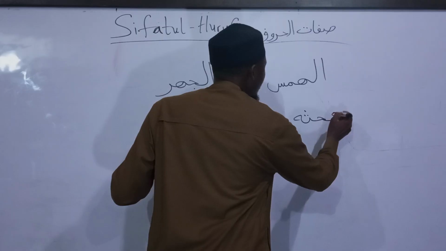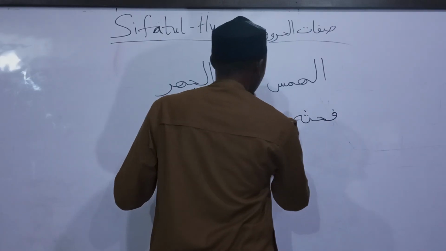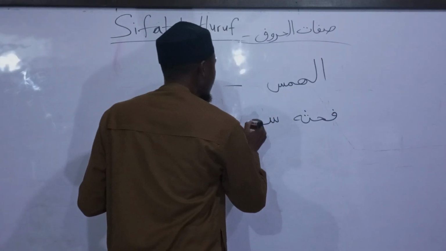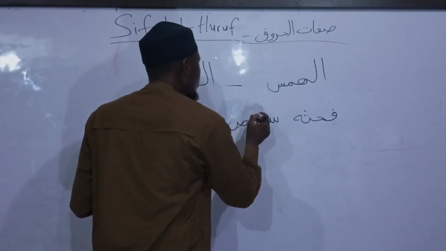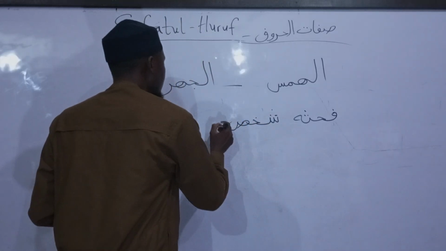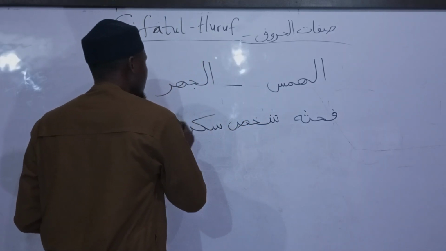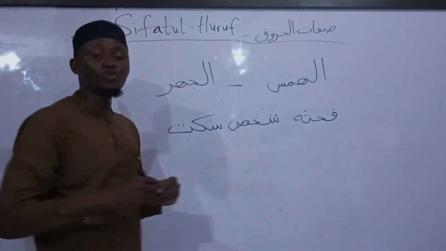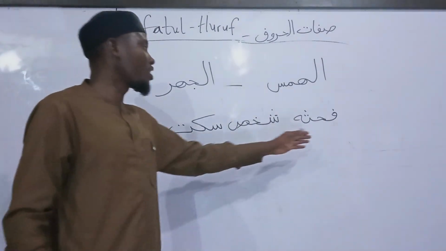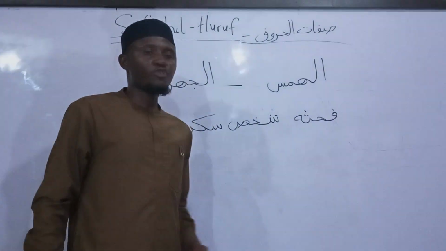They are Fahafahu, Shaksun, Sat. Now, these are the letters that have the attributes of al-hams. If you pronounce them, let's pick the first one.